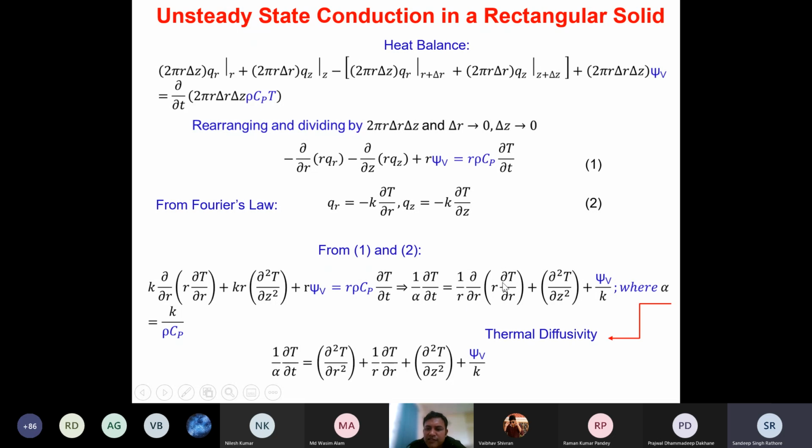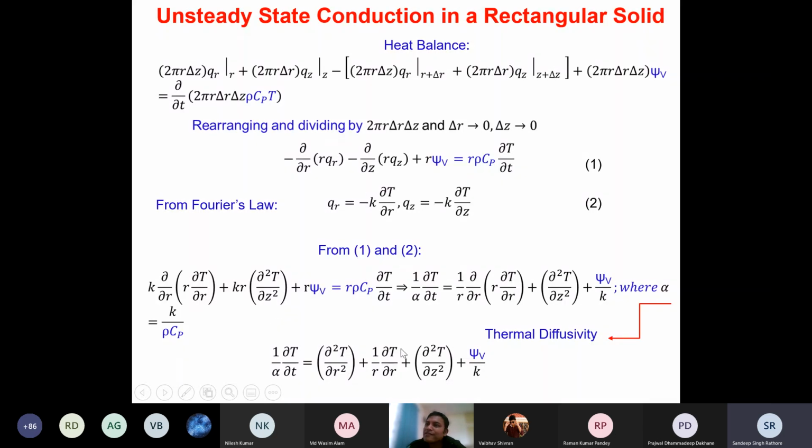Again, we can differentiate this first term here on the right hand side, and after differentiating we can simplify. So what we get after simplification is 1 by alpha dou T by dou t equals dou square T by dou r square plus 1 by r dou T by dou r plus dou square T by dou z square plus psi V by K. So this differentiation we have performed, and with this differentiation, we have obtained these additional two terms. Okay. Is it clear to everyone? Yes, sir.